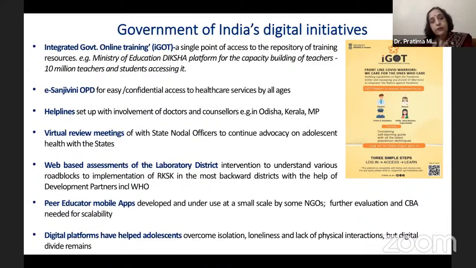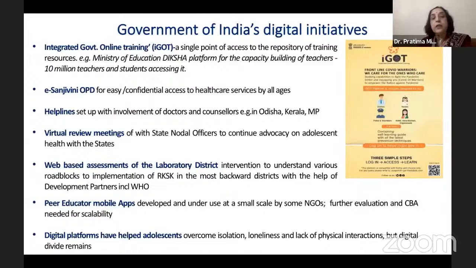Then there is e-Sanjeevani OPD, where confidentiality is maintained, because the adolescent can talk directly to the doctor after taking an appointment, on the telephone, on video, computers or on the phone. They can maintain confidentiality by not even disclosing their name or anything, but they can really talk to them, and that doctor can help them in deciding where to go, if they feel that the person needs to see a healthcare worker, healthcare personnel personally. Then helplines have been set up, especially in states like Odisha, Kerala, and MP.